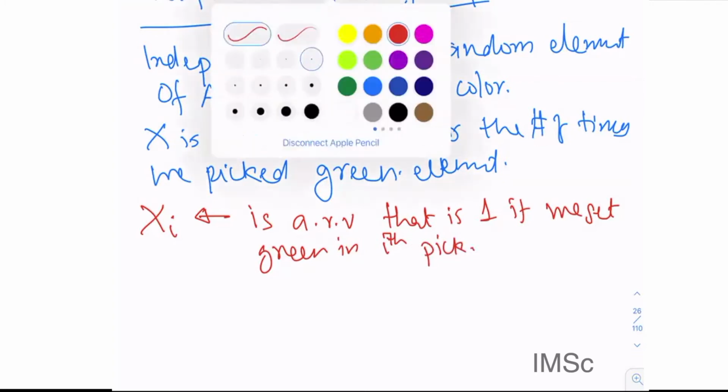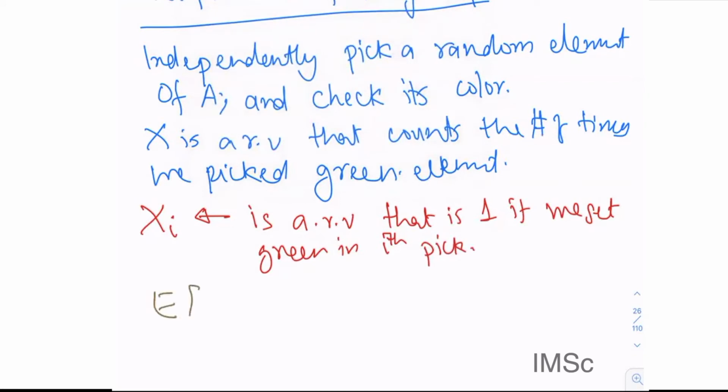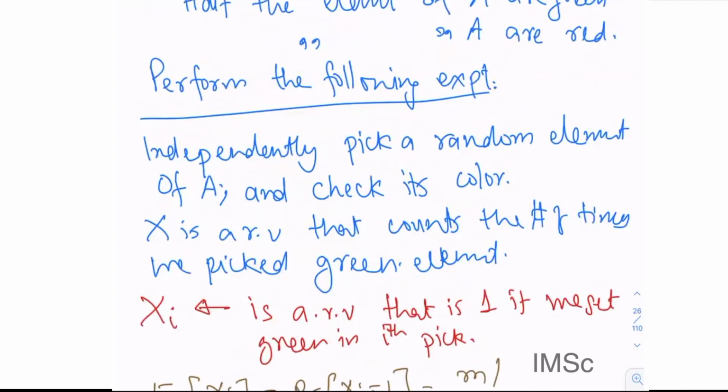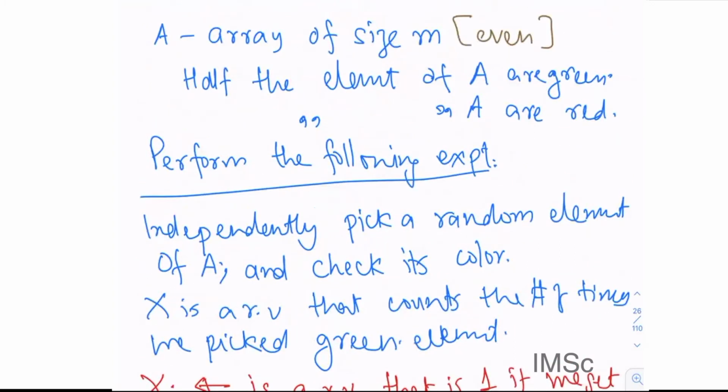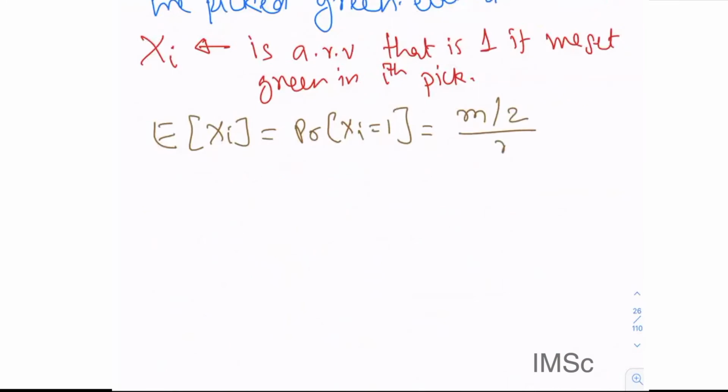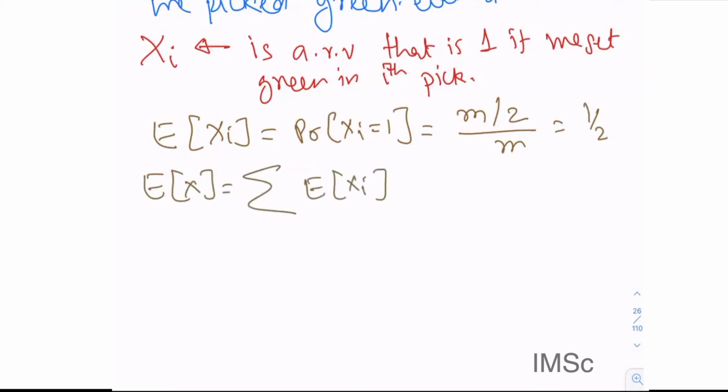So what is the expectation of Xi? The probability that Xi equals 1, which is when you pick green: you have M elements and M by 2 are green, and let's assume that M is even. So we have M by 2 by M, which is half. This implies the expectation of X, which is the summation of expectation of Xi by linearity of expectation, is N over 2. So let's just keep this in our head.